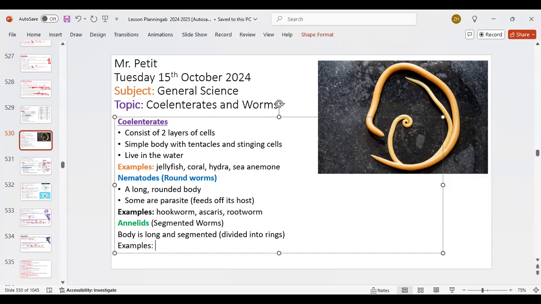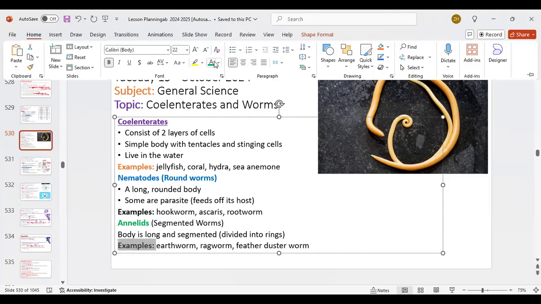So examples would be earthworm. Anyone ever familiar with earthworm? Yes, sir. We use them for fish. Ragworm, and bloodworms too. Feather duster worm. You could add bloodworms.